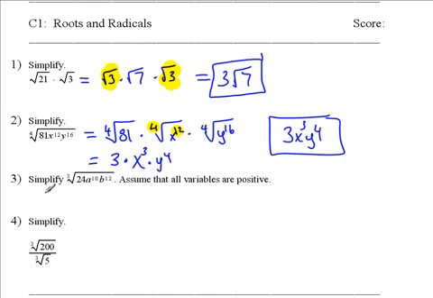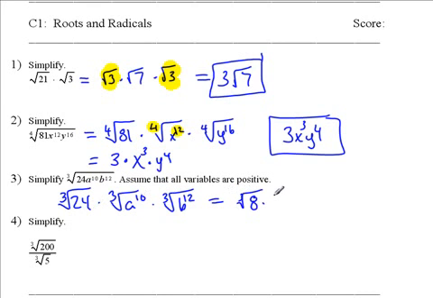Number 3 is a little more difficult, but same concept. I can look at the different chunks here. I've got the cube root of 24, the cube root of a to the 10th, and the cube root of b to the 12th. The cube root of 24, well, there isn't a perfect cube root of 24, but I know that 8 is a perfect cube and is a factor of 24. So the cube root of 24 I could write as the cube root of 8 times the cube root of 3.